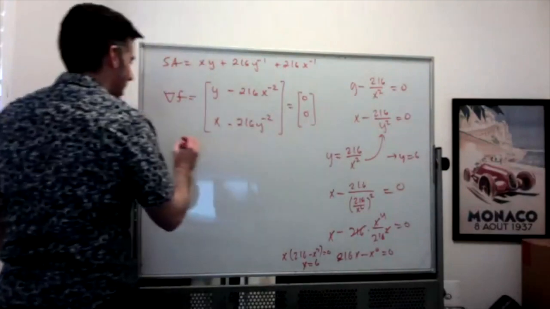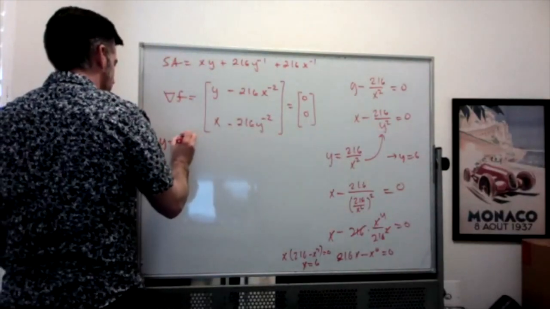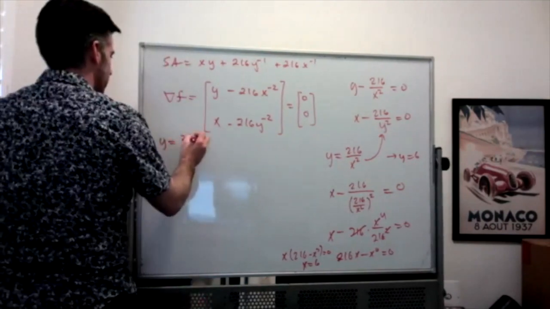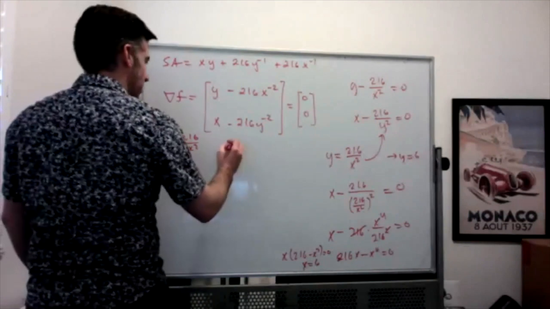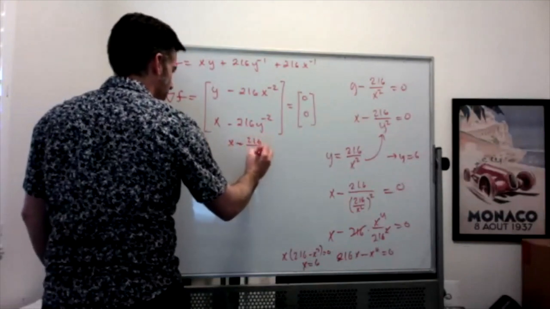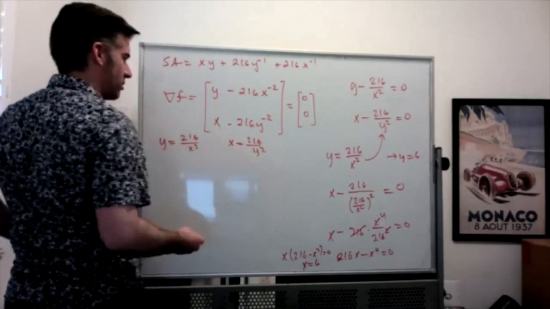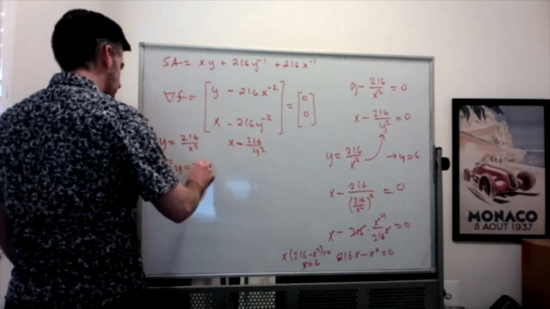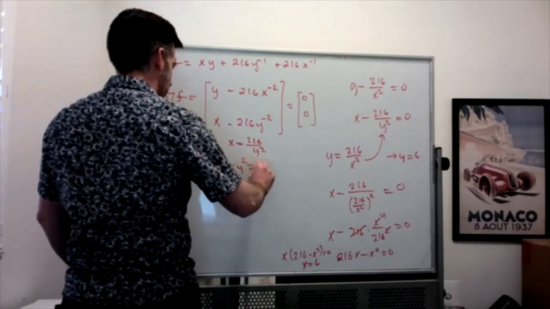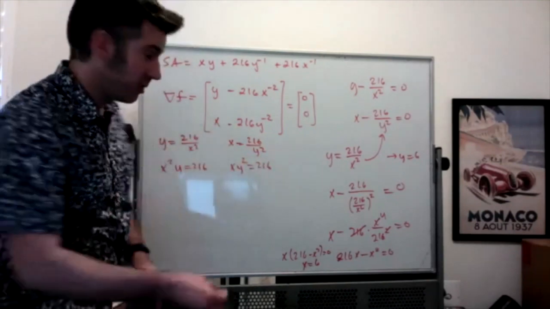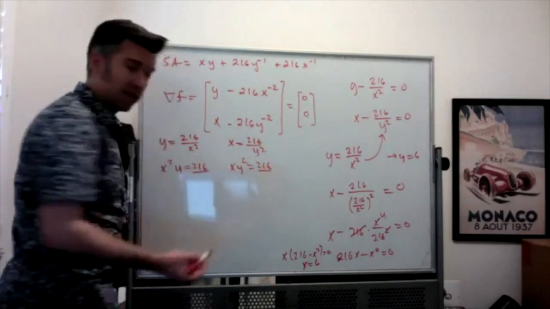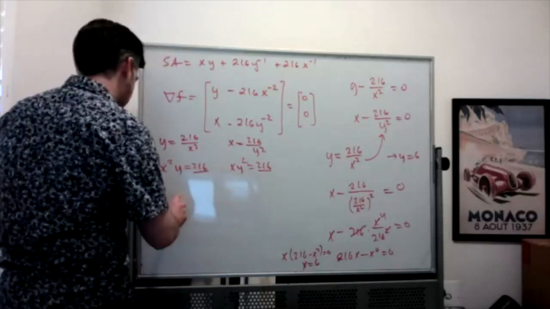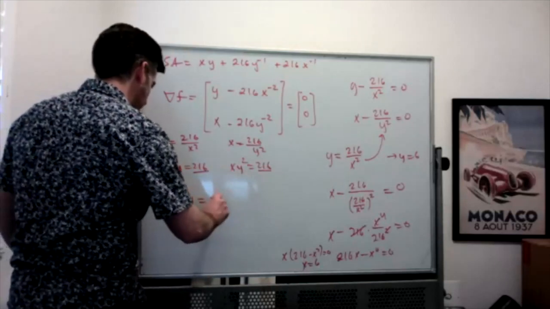I'm going to write y equals 216 over x squared, and x equals 216 over y squared. And then I multiply both sides by xy squared. So I get x squared y equals 216, and xy squared equals 216. Now, they're equal to the same thing. So if these are equal to 216, they have to equal each other. And then x squared y has to equal xy squared.